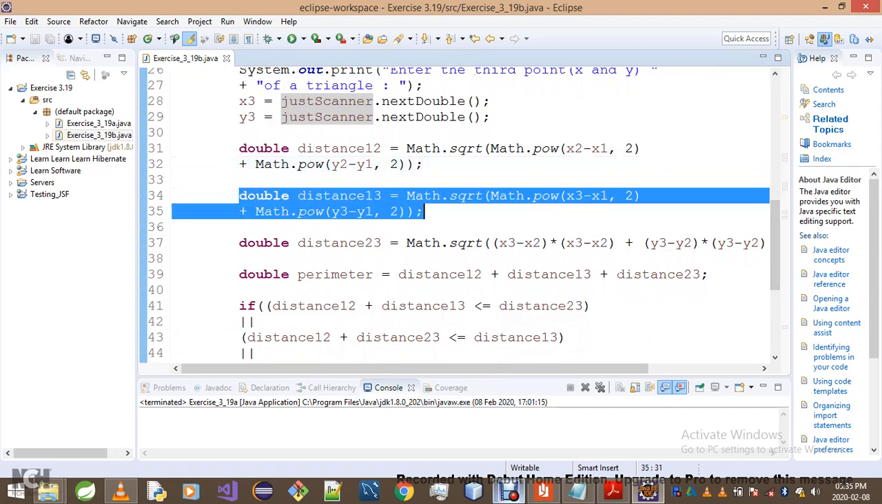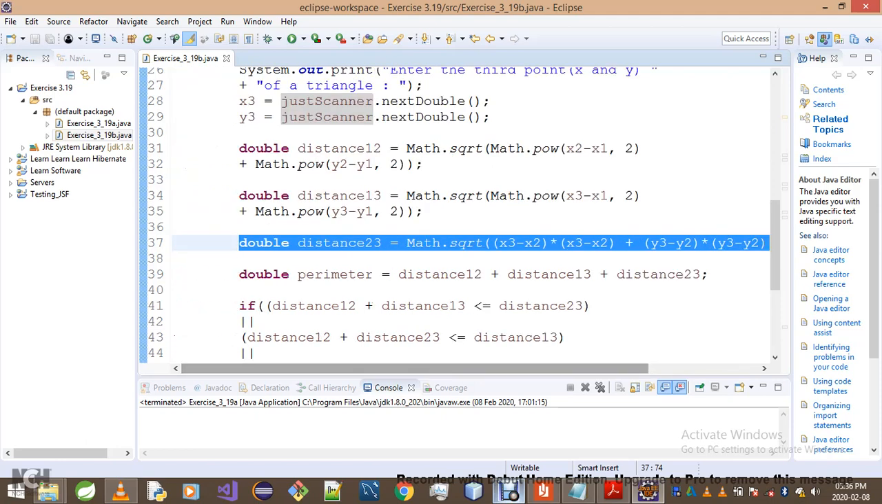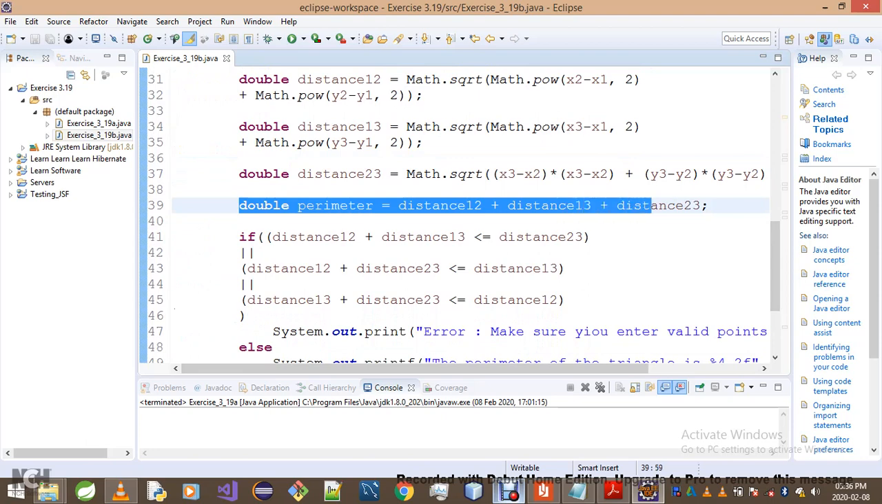Okay, I know we're not there on methods yet, but we are going to get there, I promise you, and it's going to be fun. Okay, lastly, we did it this way. It's one and the same thing though. Okay, and then finally we calculated our perimeter.